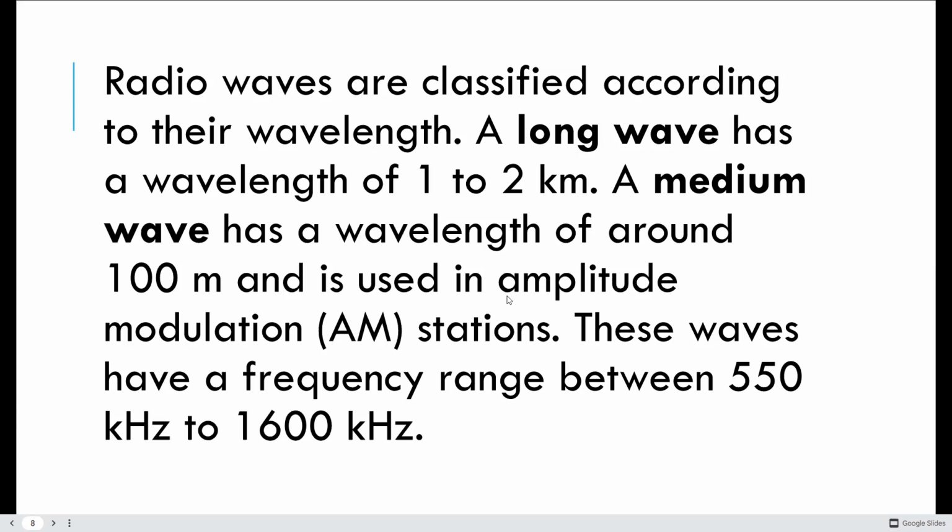A medium wave has a wavelength of around 100 meters and is used in amplitude modulation. This is used in AM radio stations. That's amplitude modulation. These waves have frequencies between 550 kilohertz to 1600 kilohertz.